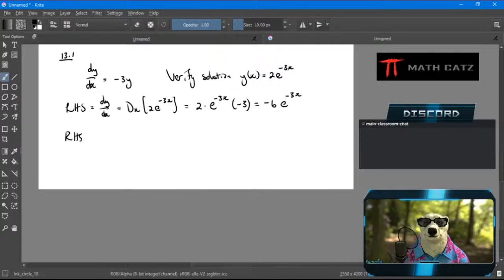Now let's see if the right-hand side simplifies to the exact same thing. Well, the right-hand side is negative 3y. So I put in my proposed y function, 2e to the negative 3x. Simplify that to get exactly the same thing. So yes, it is a solution.